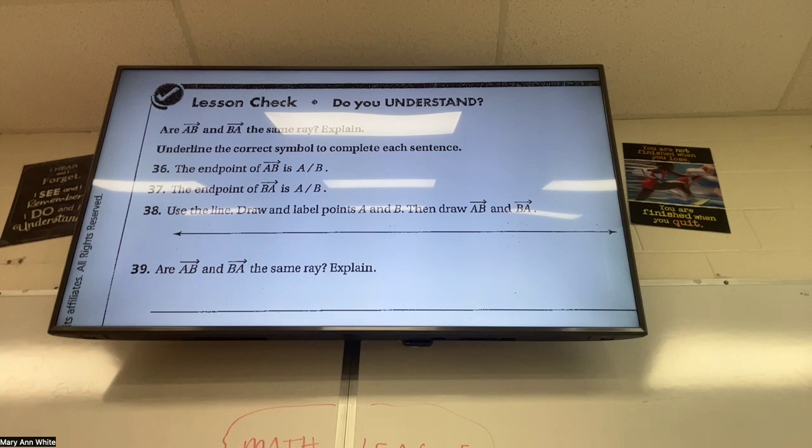What's the end point of AB? A, very good. That's where the point is. That's where we start. That's where we end. That's where the point is. What's the end point for BA? B, very good. Now we're going to draw and label AB and then draw those 2 rays, okay? So go ahead and put A and B on your line and then draw line AB and line BA.